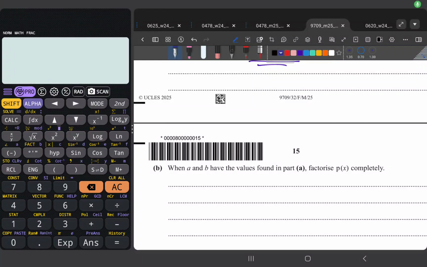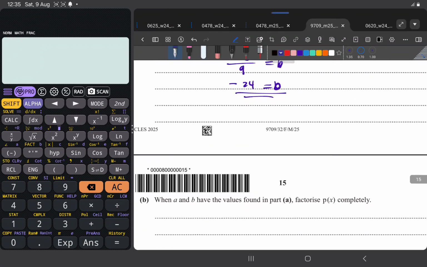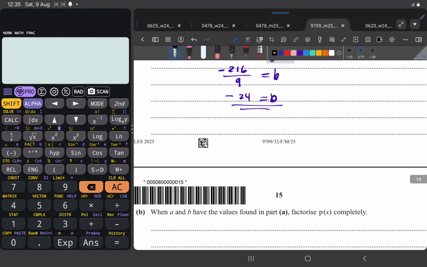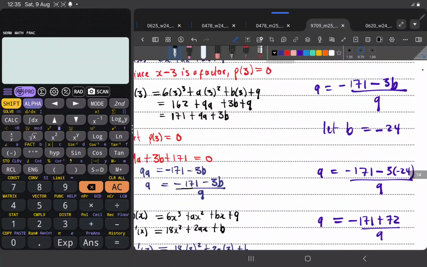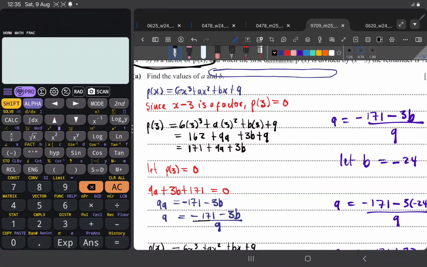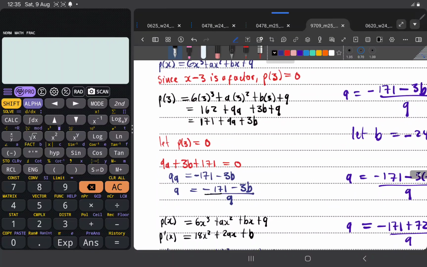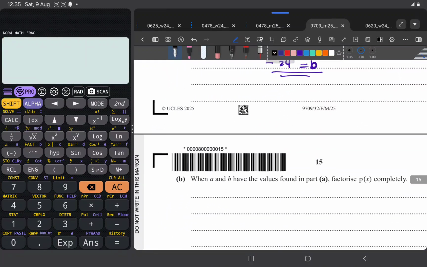They are saying when A and B have the values found in part A, now it says factorize P of X completely. So let's put it. We have found the values to be negative 24 for B and negative 11 for A. So let's rewrite it. P of X is 6x cubed plus AX plus BX plus 9. So first write that. Don't skip any stage.